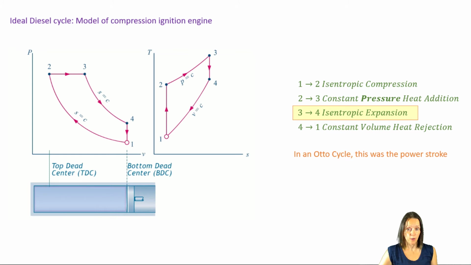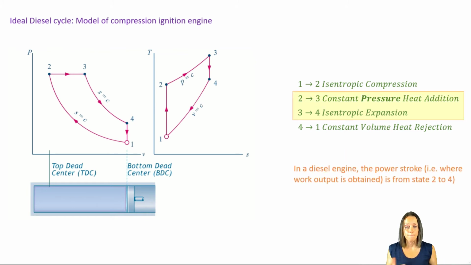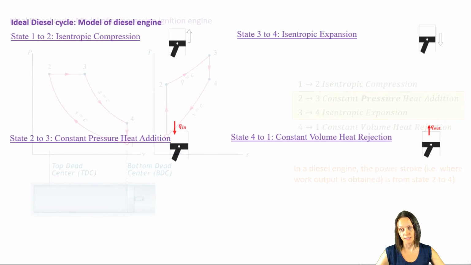In an Otto cycle, the power stroke was just during that expansion, that isentropic expansion process. However, with a diesel cycle, that power stroke goes from 2 to 4, because you're expanding during the isentropic expansion, obviously, but with the constant pressure heat addition process, if you've got air in a piston cylinder and you heat it up and the pressure is just remaining constant, it's going to be allowed to expand. So you have expansion from 2 to 3 and expansion from 3 to 4. So you've got a work output during both of those particular processes.